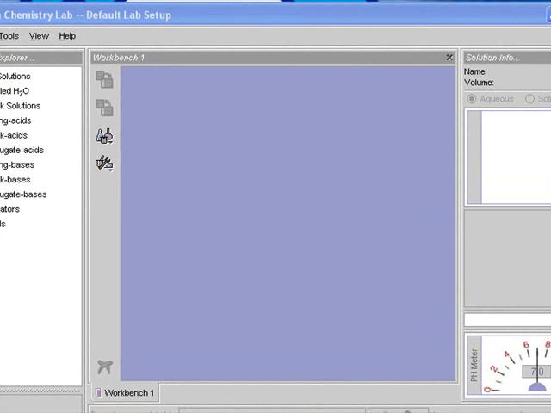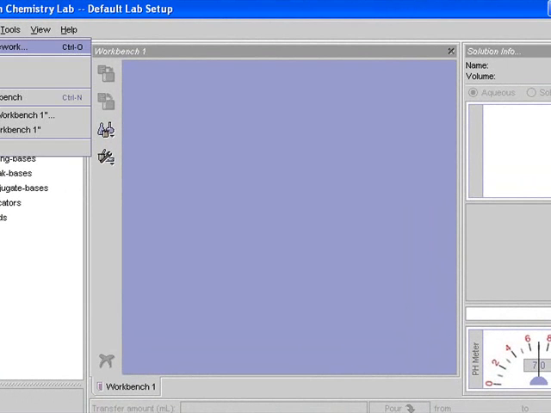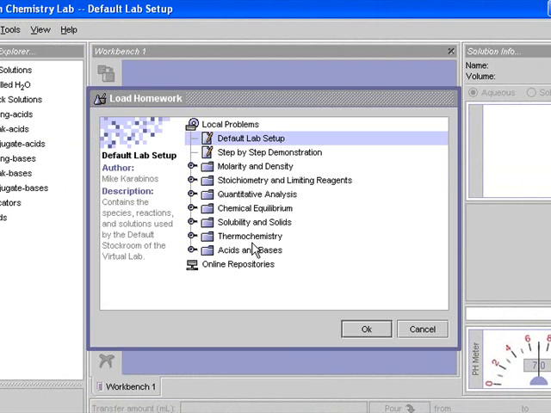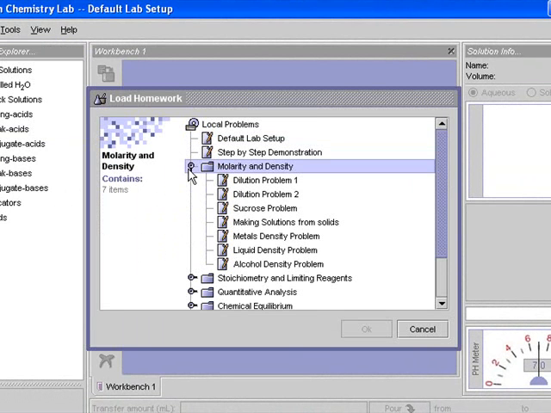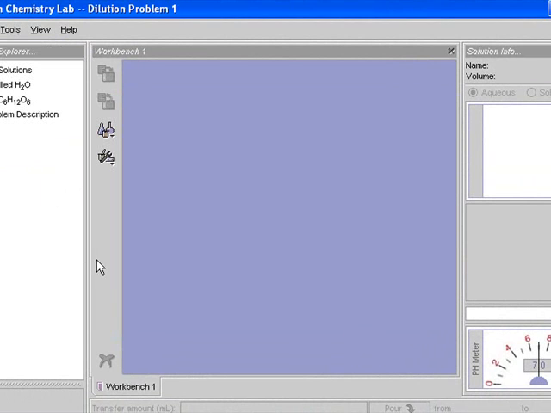This is for the online lab on concentrations. So I'm going to follow my instructions and load the homework here in Iridium. That says molarity and density, dilution problem 1. Okay. Then my instructions are, on your workbench, assemble the following glassware and stock solutions.